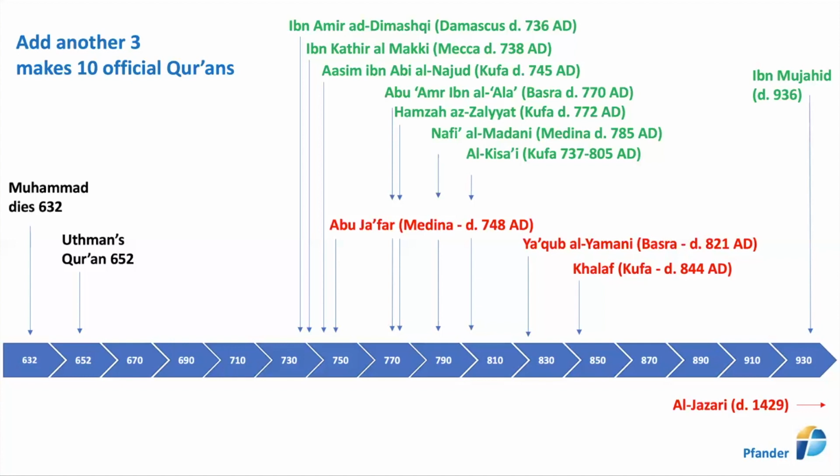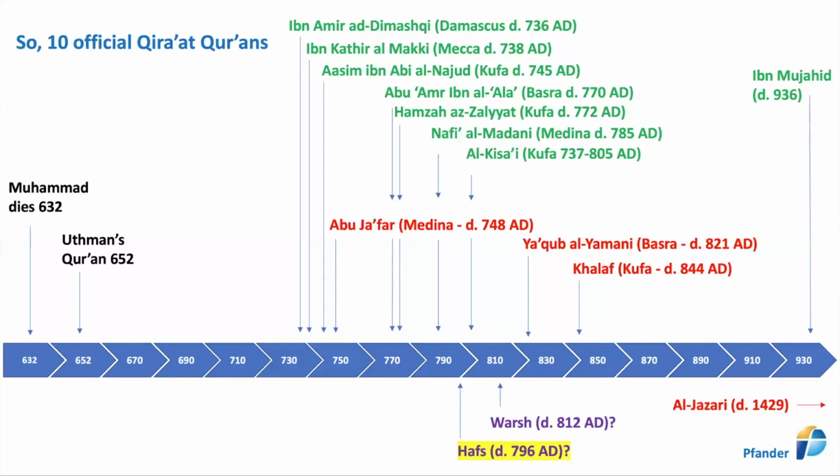So I would assume it should be on this list. It's not on this list. So where is our good friend Warsh and Hafs? Where is Warsh and Hafs? You'd like to know. I'd like to know. Can you then understand why we're asking this question?